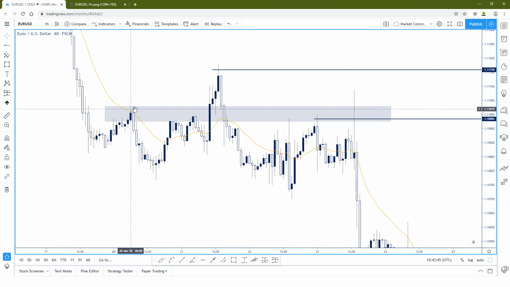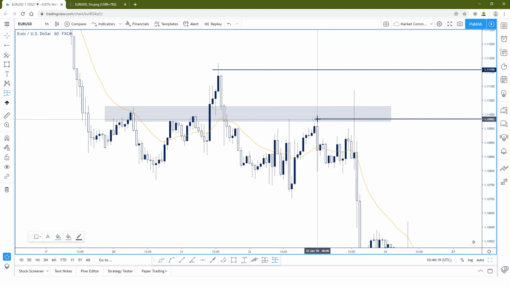So if he goes for a deeper pullback here, that decreases his chances of getting filled, increases the chances of missing the trade. So he went for the highest probability entry location, which was towards the lower end of the zone here, in my opinion.